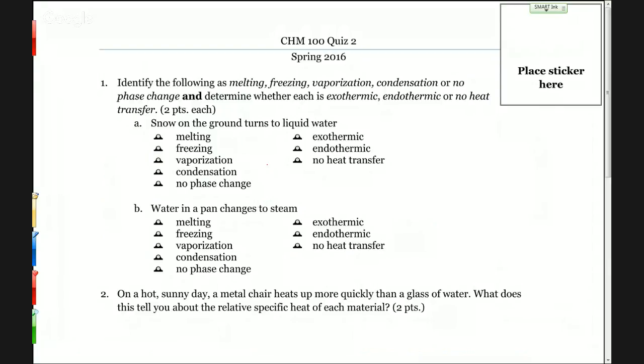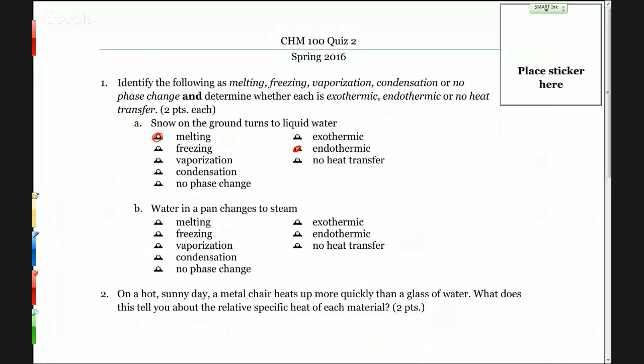Okay, so identifying some phase changes here. Snow on the ground turns to liquid water. Everybody knows that's melting, right? Not going to happen probably for a couple days outside. Is that exothermic, endothermic, or there's no heat transfer there? That is endothermic. We have to put heat into the snow to get it to turn into water.